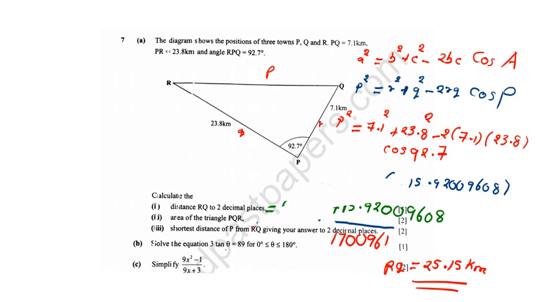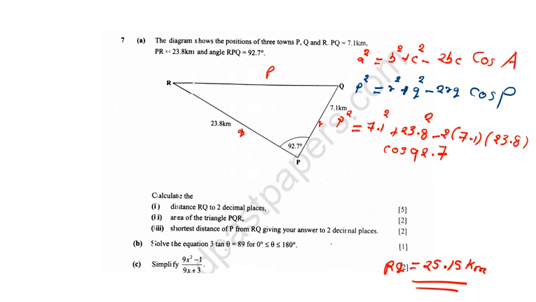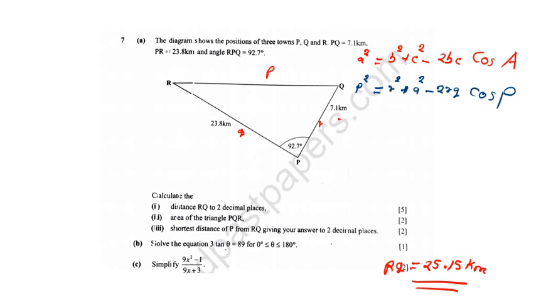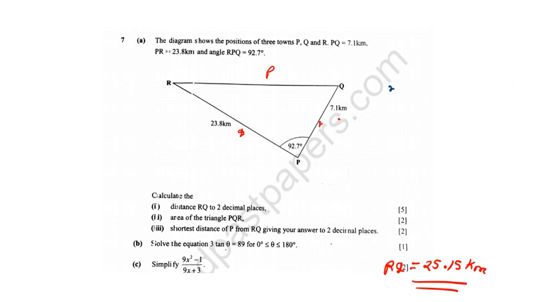So for part 2, we want to find the area of triangle PQR. In finding the area, there is a formula which we use. So you say area is equal to half.